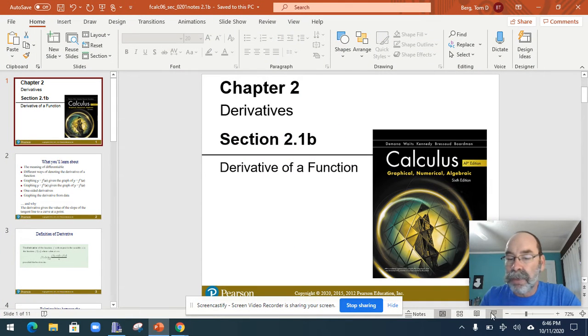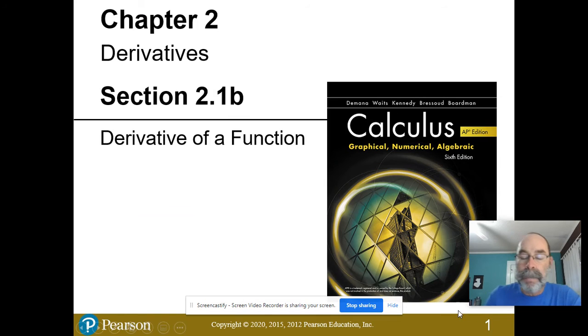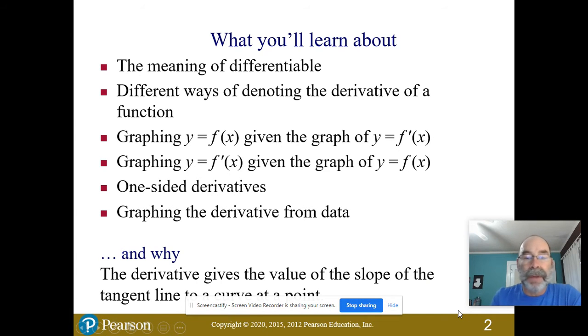Okay, Calc students, so we're going to take a look at the second part of section 2.1. Here's what the objectives were. Last time we did the meaning of differentiable, the different ways of writing the derivative, f prime or y prime, probably the easiest way.